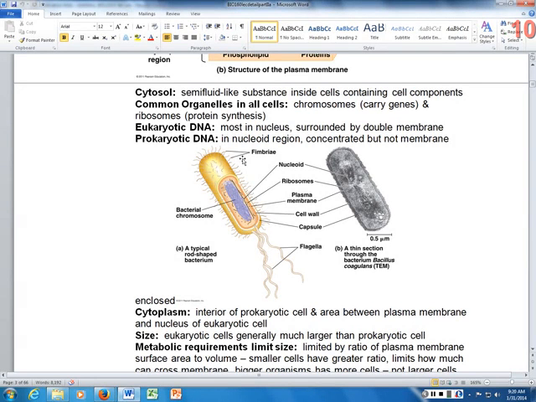So you could put your DNA in the separate compartments if you're a eukaryote. If you're a prokaryote, you throw it all in the same bag and hope for the best when you need it out.